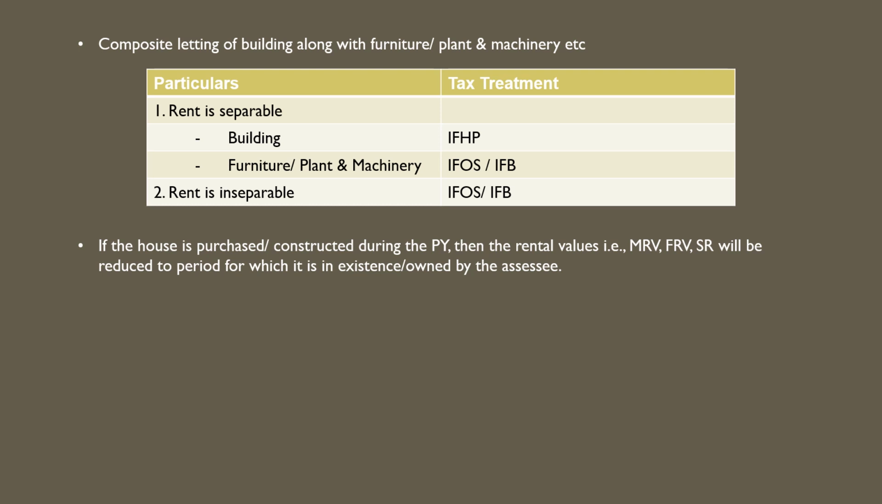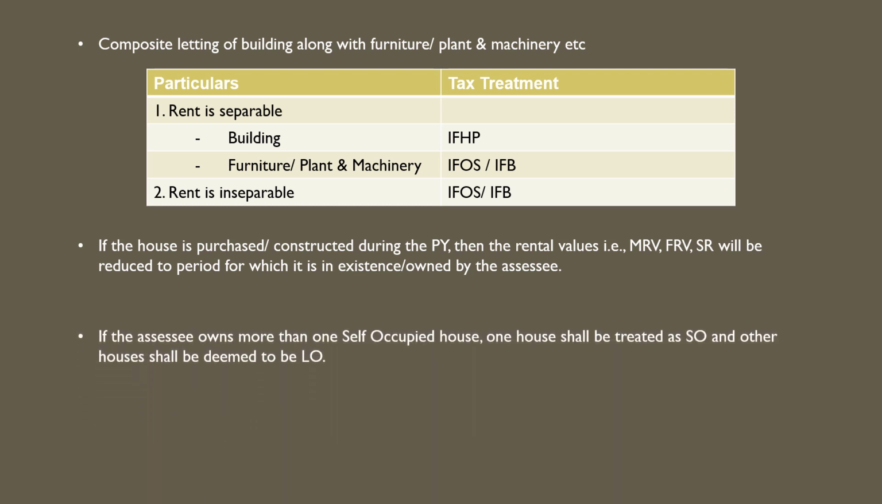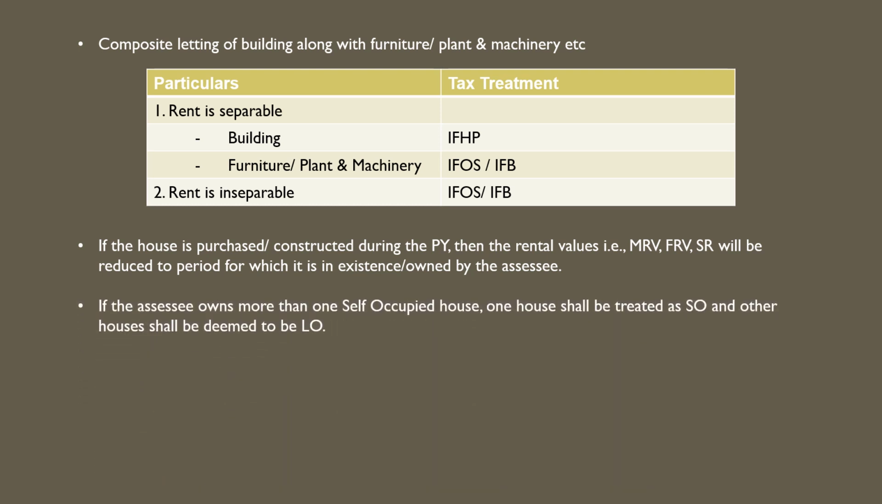If the house is purchased or constructed during the previous year, then the rental values, that is MRV, FRV, SR, will be reduced to the period for which it is in existence or owned by the assessee. If the assessee owns more than one self-occupied house, one house shall be treated as self-occupied and the other houses shall be deemed to be let out.